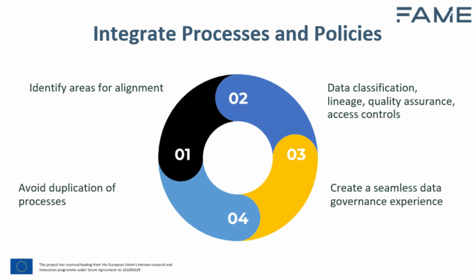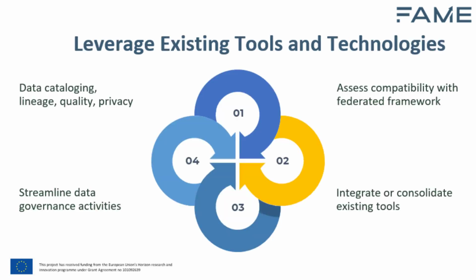Evaluate existing data governance processes and policies and identify areas that can be aligned with the federated data governance framework. Look for similarities in processes, such as data classification, data lineage, data quality assurance, and data access controls. Integrate these processes and policies into the federated framework to avoid duplication and create a seamless data governance experience for stakeholders. Identify the tools and technologies being used in the current data governance practices and assess their compatibility with the federated data governance framework.